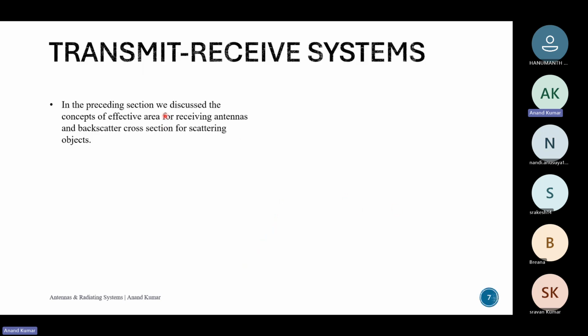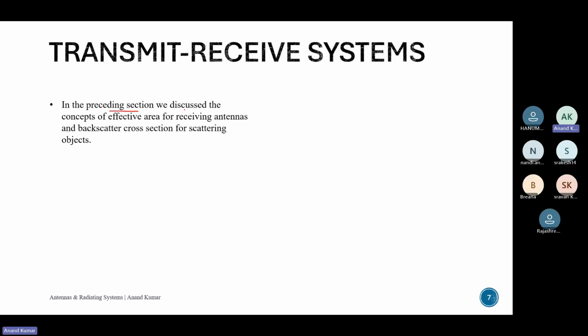So in the preceding sections, we discussed the concept of effective area for receiving antennas and backscatter cross section for scattering objects.